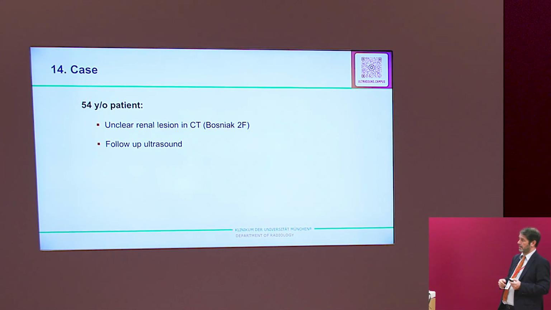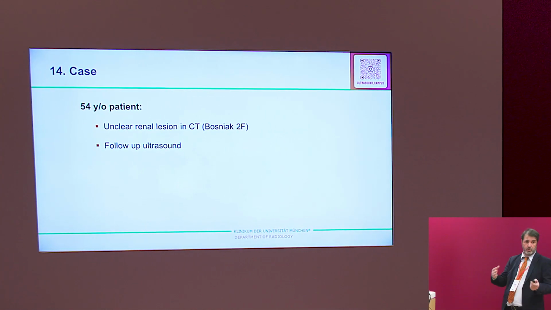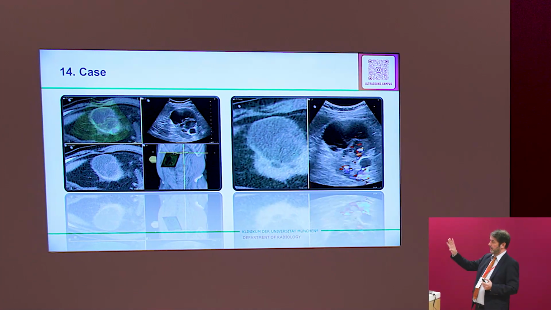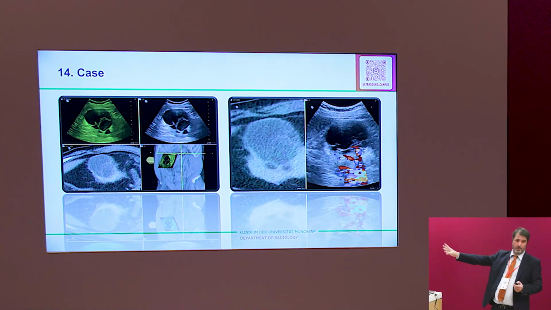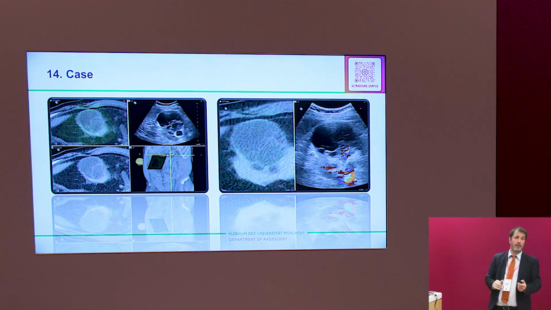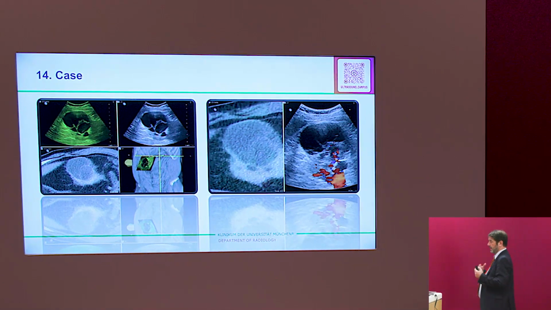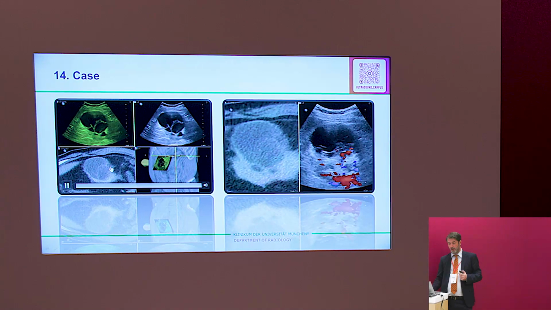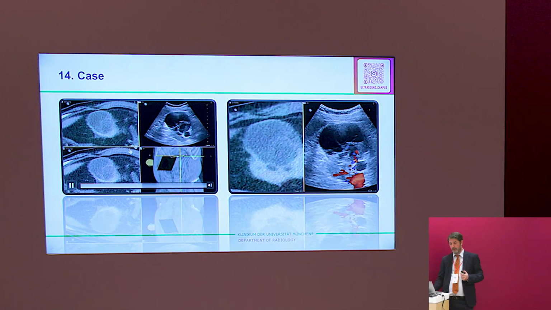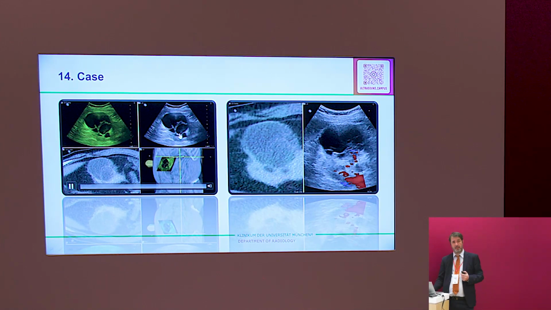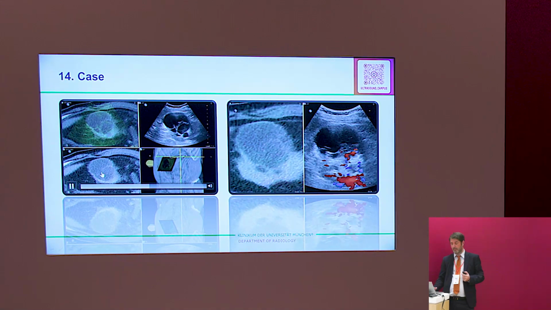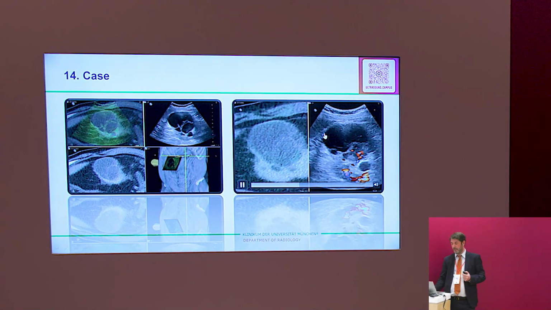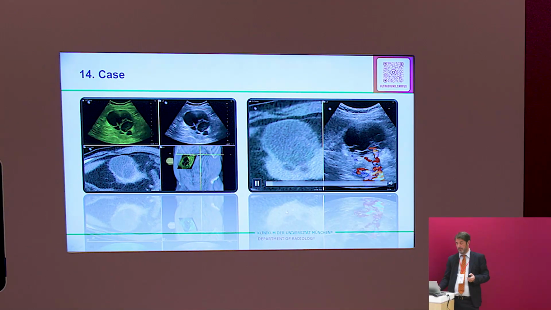In CT, they described Bosniak 2F. This just needs follow-up. So we have the cystic lesion in the ultrasound and the cystic lesion in CT. And look how much more you see. Look, we have one septum here. But you see plenty of septa here, which are not visible here. Look here side by side. There's one septum you see in CT, but here are hundreds of septa inside.